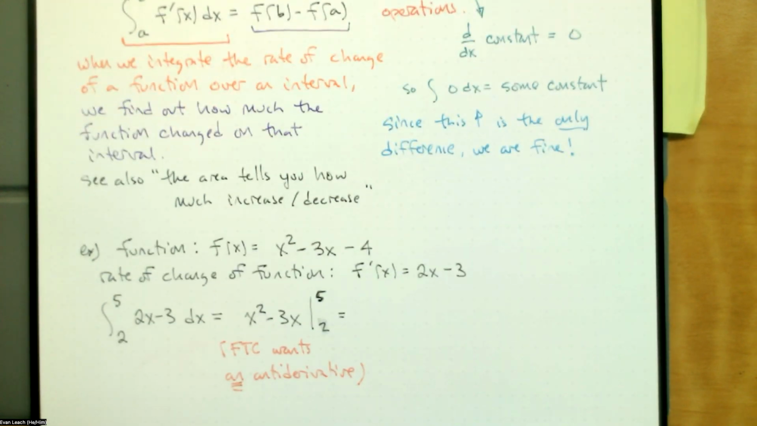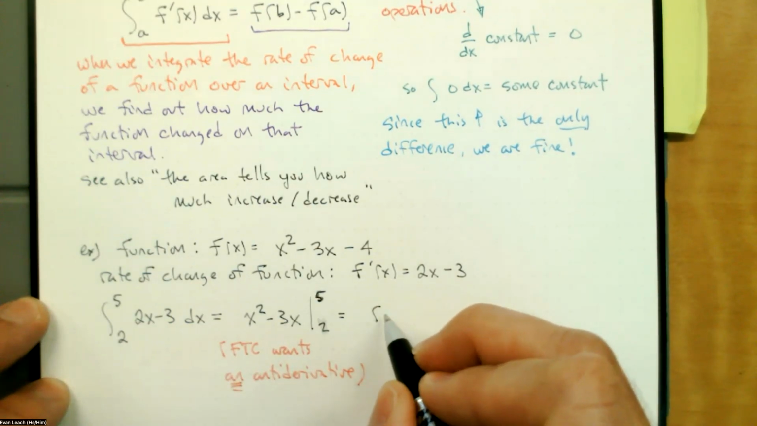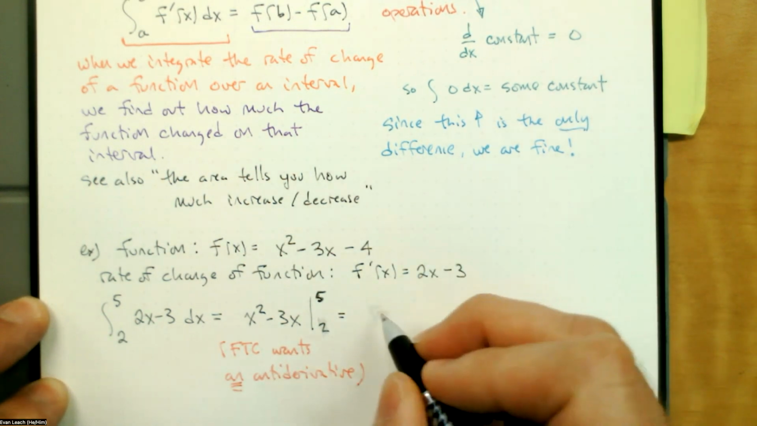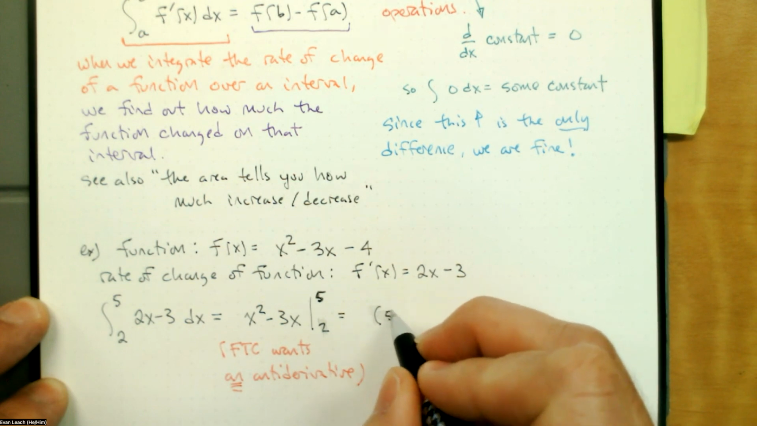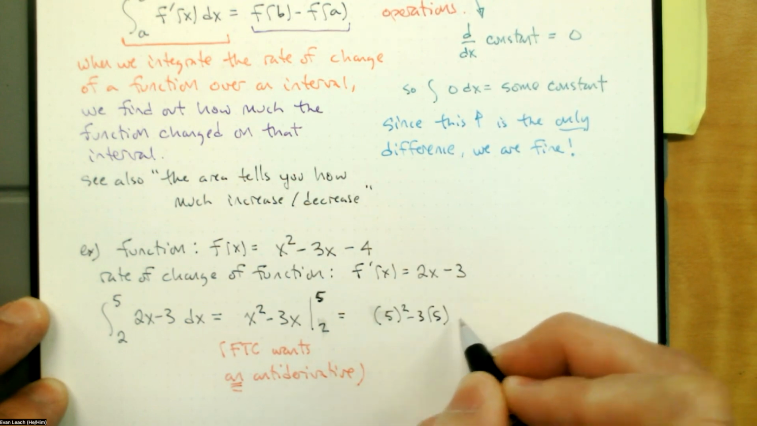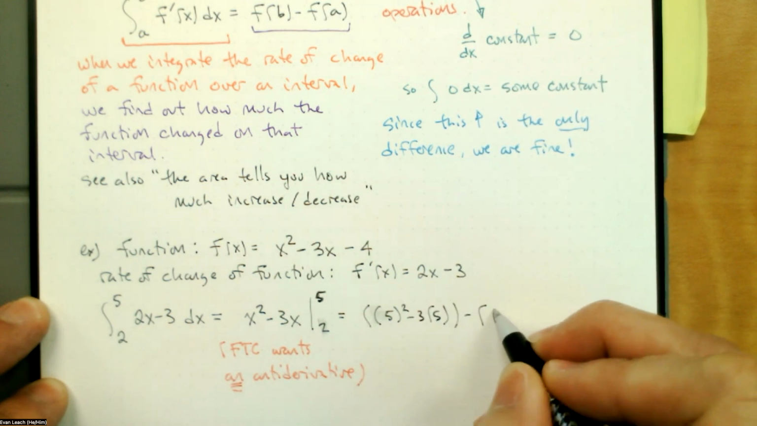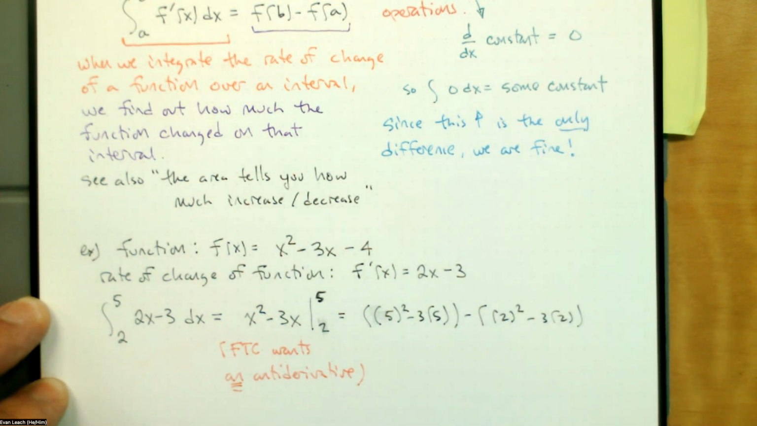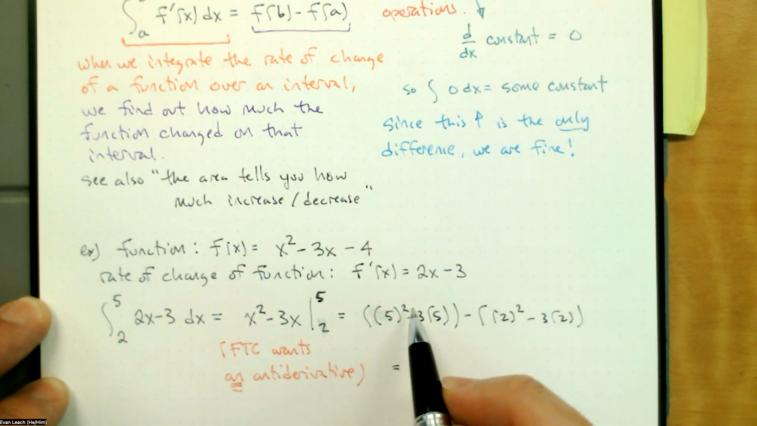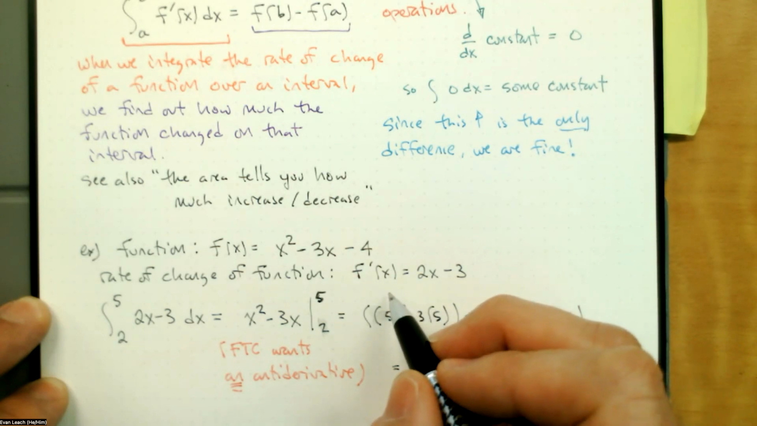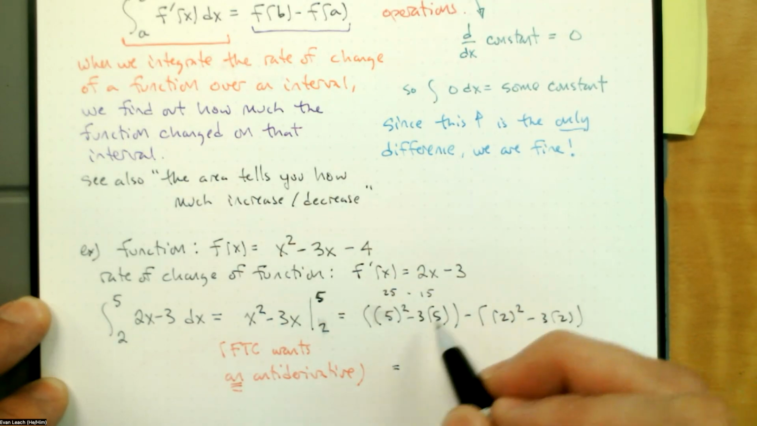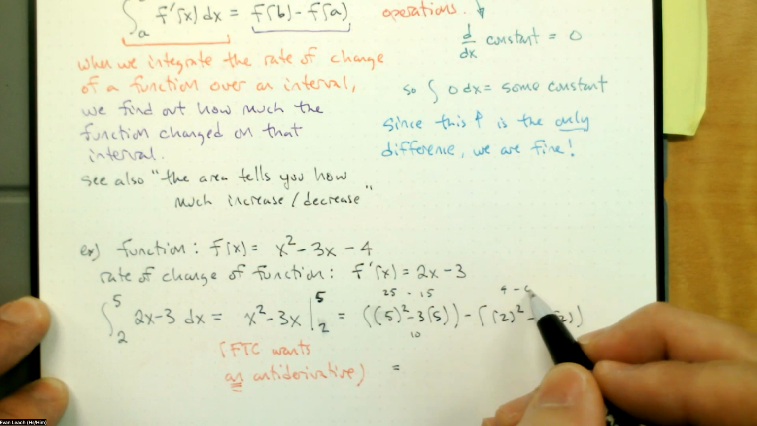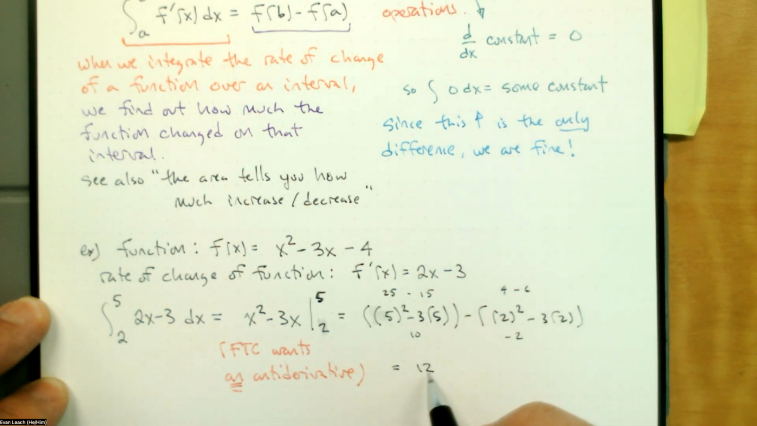So we'll plug in the 5, we'll plug in the 2, and then subtract. So 5 squared is 25, so 25 minus 15. 25 minus 15 is 10. And 2 squared is 4 minus 6 is negative 2. So 12.